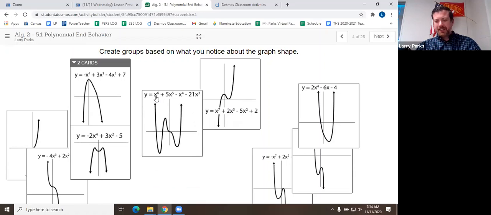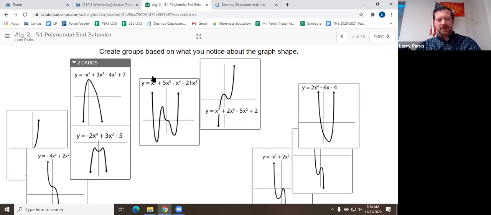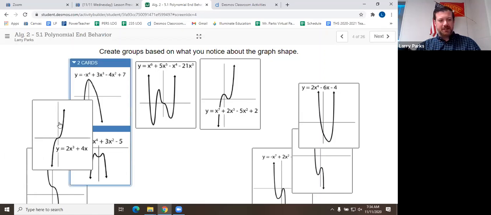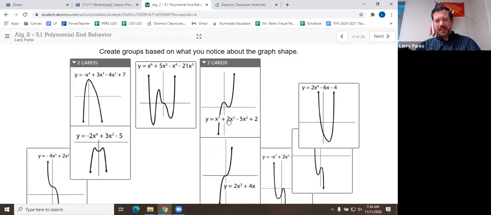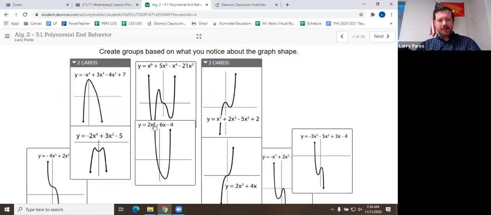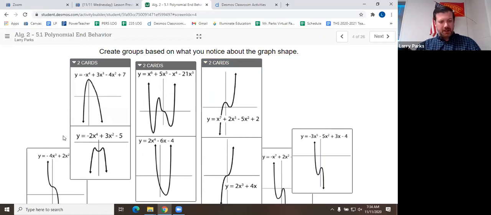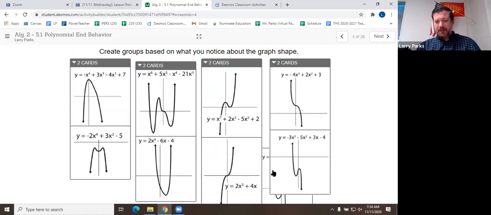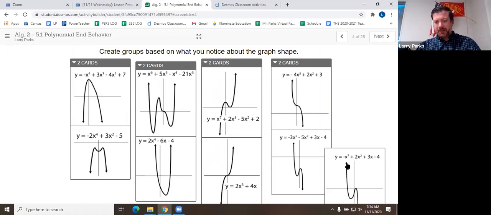Okay, so here's one, x to the 6th. And I'm going to put that in this. Notice it goes up and up. So I'm sorting these kind of. Notice this is another one that I would call down and up. Just kind of sorting these so you can see what I'm talking about. You can't see this one if I sort it.